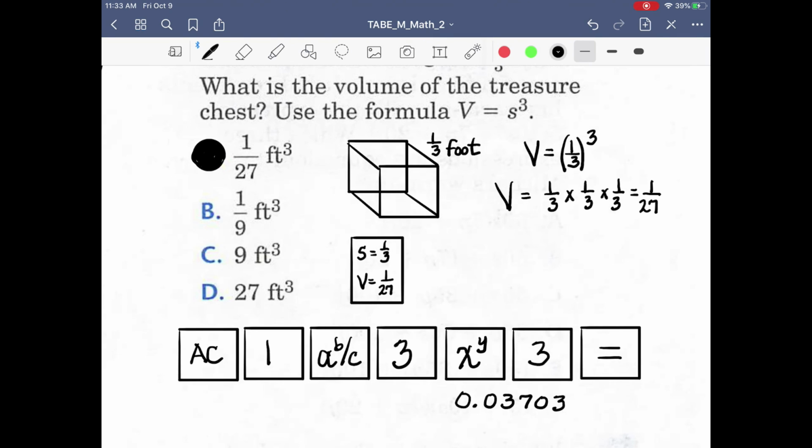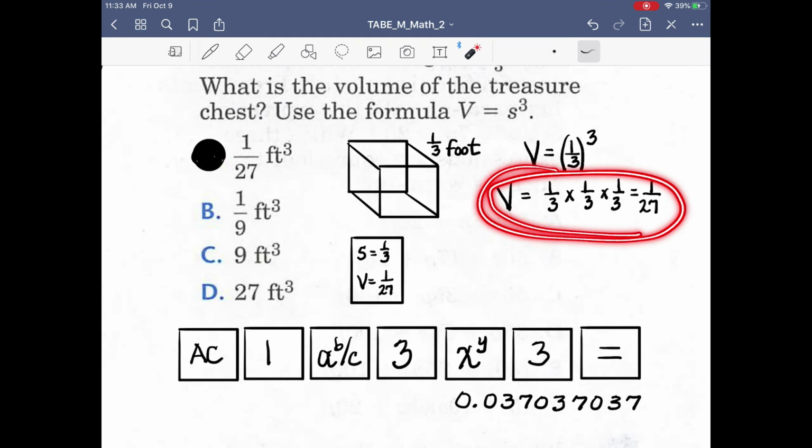I'm sure there is a way to do this on the calculator. I just don't know what it is. So if you need a fraction, you want to work it this way, and it'll work every time. Just multiply all the top, 1 times 1 times 1, and then all the bottom, 3 times 3 times 3.